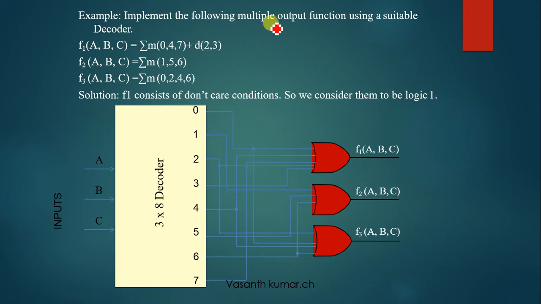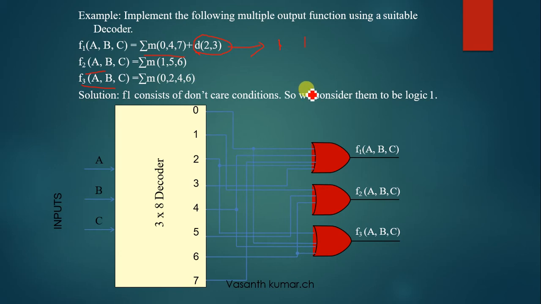Implement the following multiple output function using a suitable decoder. Function F1 of A, B, C is a sigma m function with minterms 0, 4 and 7, and don't care conditions 2 and 3. In any decoder, you basically treat don't care conditions as ones. So 2 and 3 are ones, and you have to include them in your sigma function. Similarly, we have F2 as 1, 5, 6 and F3 as 0, 2, 4, 6.